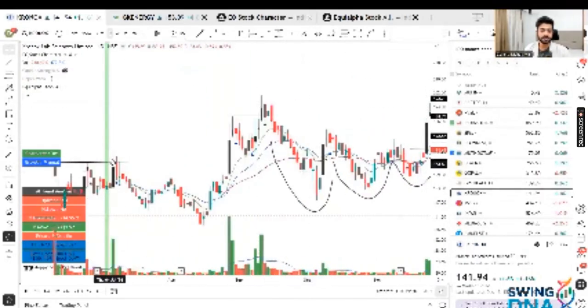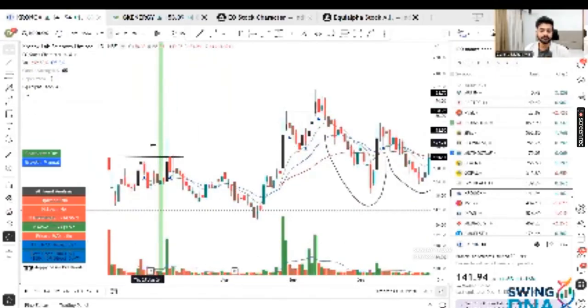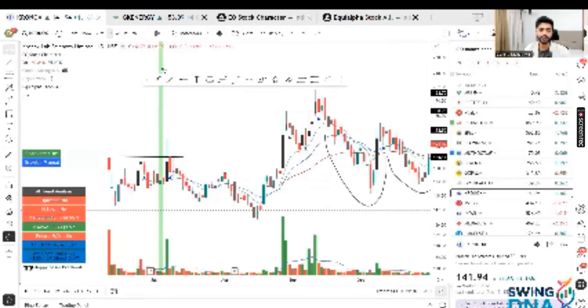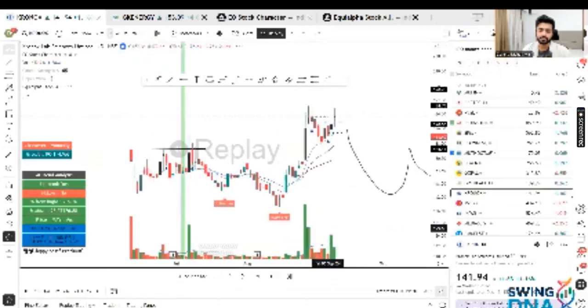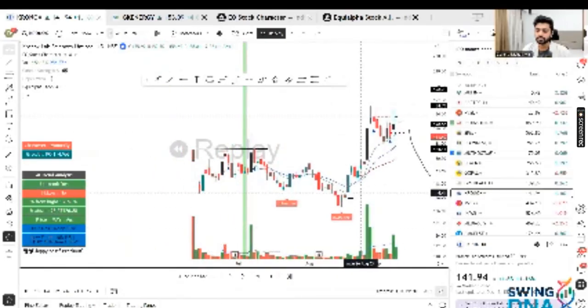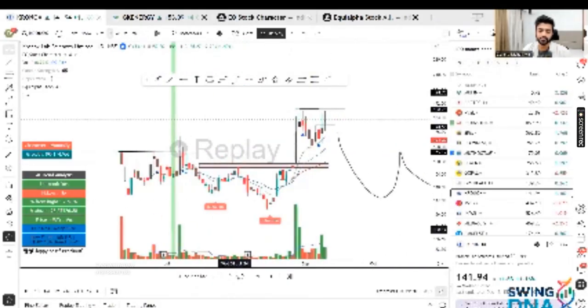Chronox tried breaking out, did not happen here. Tried breaking out again. Maybe on this particular day it could have been tried. Let's see whether it was extended or not. Higher low, I think that was fine. It's not extended. So it could have been tried here, and the stop loss would have been there for this.